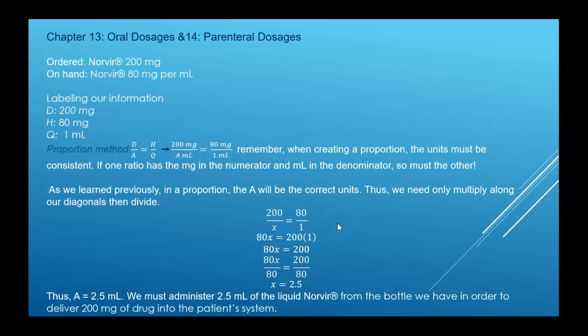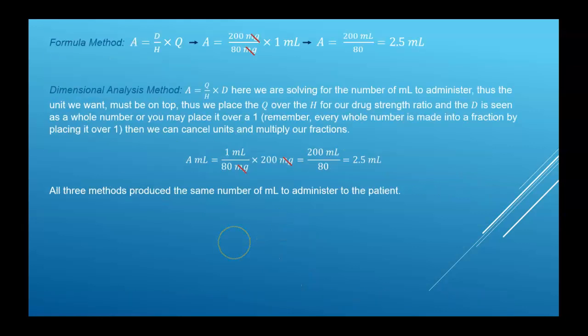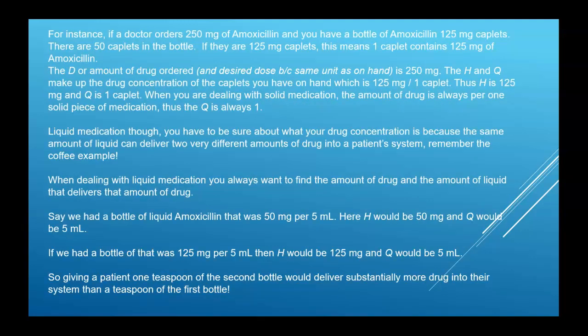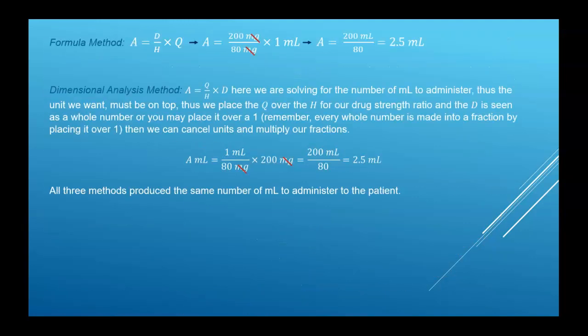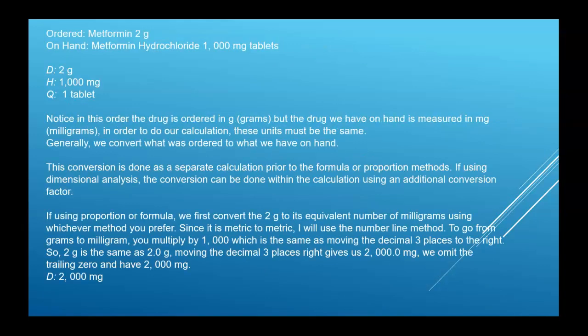Same thing with formula method. You have to convert before you do the proportion. With dimensional analysis, you can convert before you do the calculation, or you can add another conversion factor into your dimensional analysis. Formula, okay, so these are all the same. All right, so here's one.